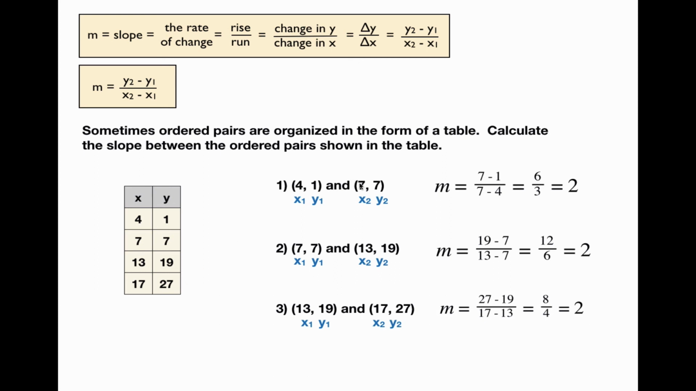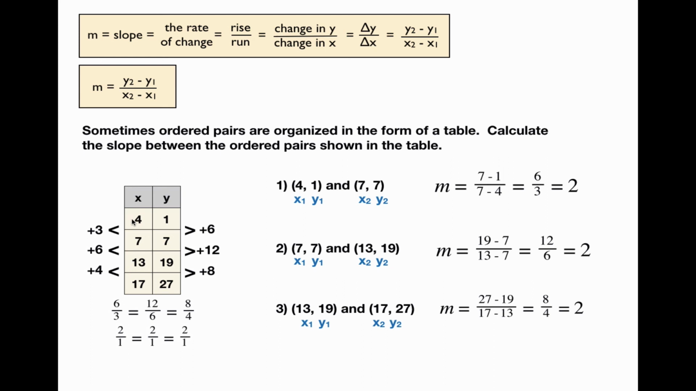Now, using the formula is a very useful tool, especially when you're working with raw data. However, when the information is organized in a table, you might want to try just looking or mentally calculating the change in the y's over the change in the x's. So you could try something like this. 1 to 7 is a change of 6. 7 to 19 is a change of 12. 19 to 27 is a change of 8.